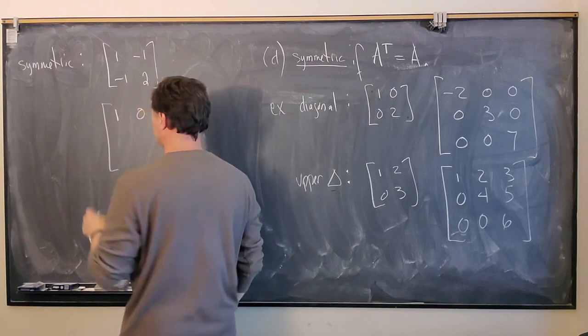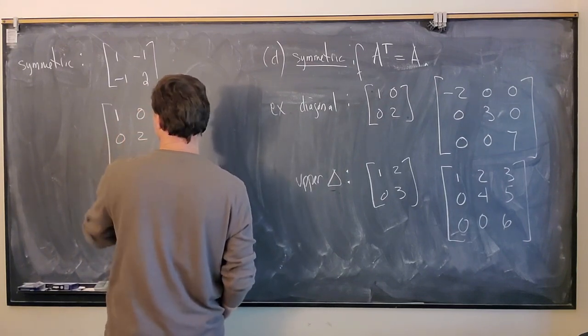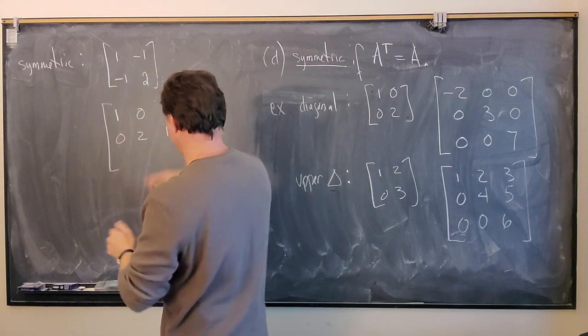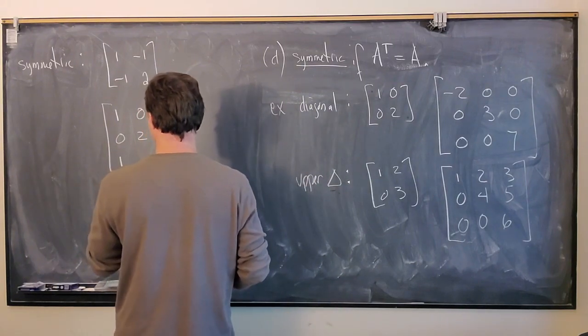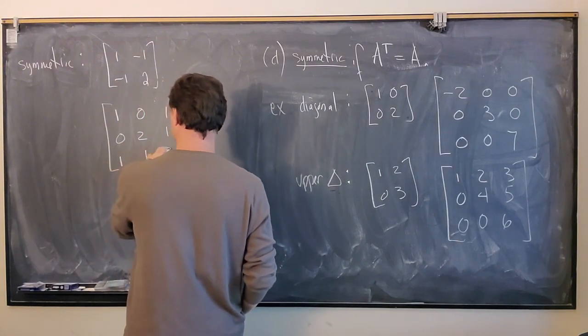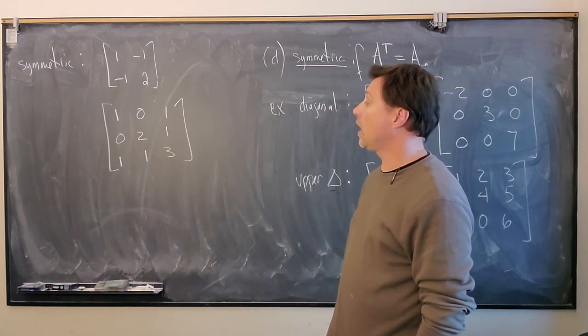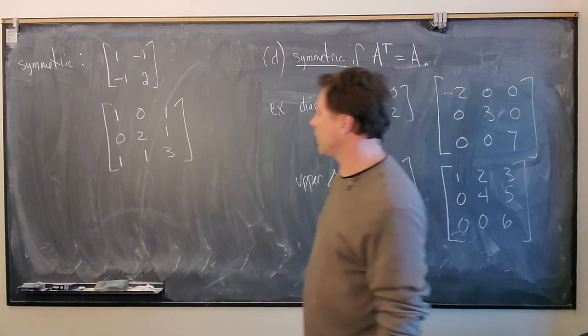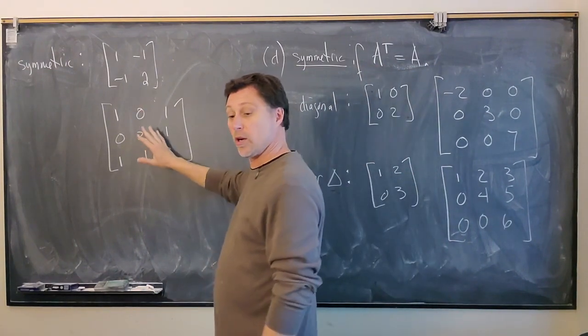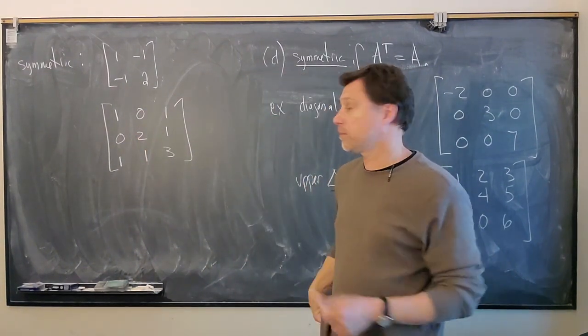1, 0, 1. 0, 2, 1. Now let's see, I will need a 1 here, a 1 here, and it doesn't matter what I put here. All right, so here's an example of a symmetric matrix. If you take the transpose of this matrix right here, you'll get the same matrix back.